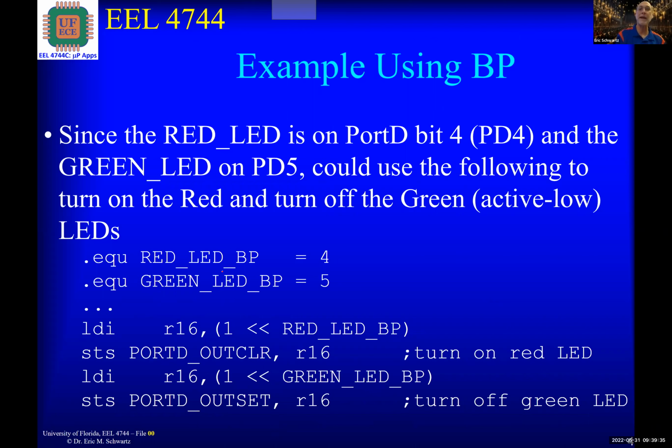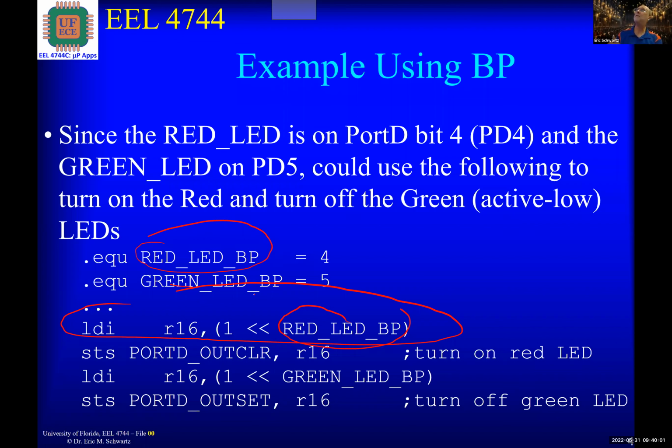So here I've got red LED bit position. I could define this. The red LED was port D bit 4. The green LED was port D bit 5. Blue LED is port D bit 6. And so for instance, now this is much clearer to read. I can say, okay, there's some bit, I don't know what bit it is. It's the red LED bit.